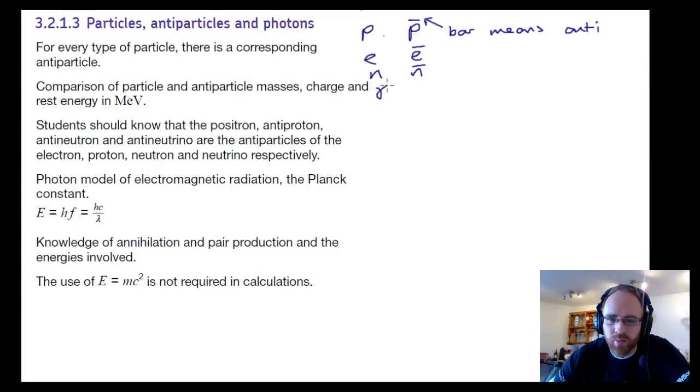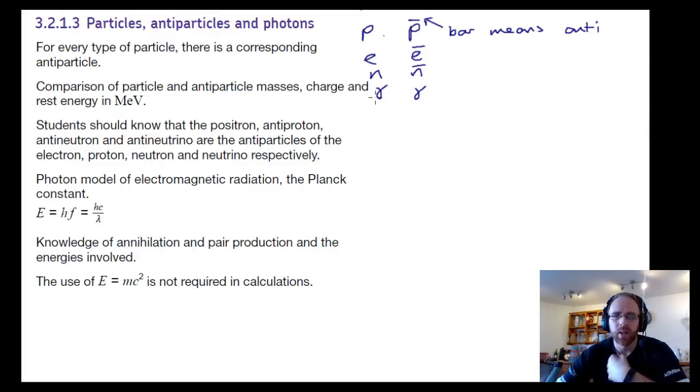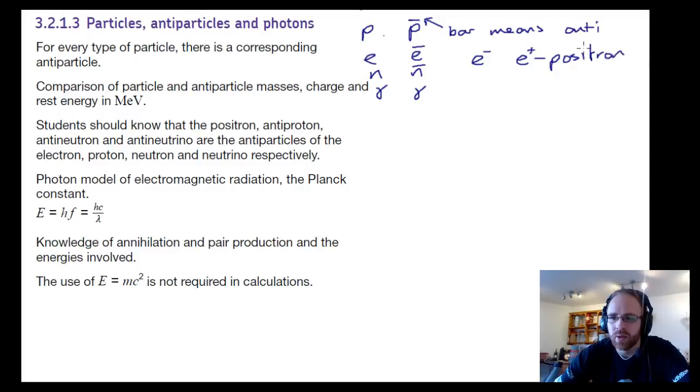Some particles, like photons, are their own antiparticles, so they don't have a bar on top, which is a bit weird. Photons are probably the only one you're going to need to know about. So protons, antiprotons, electrons, anti-electrons, neutrons, antineutrons. With electrons, we have an electron which is an e minus, and an e plus is called a positron. So anti-electrons get their own special name, which is cute.